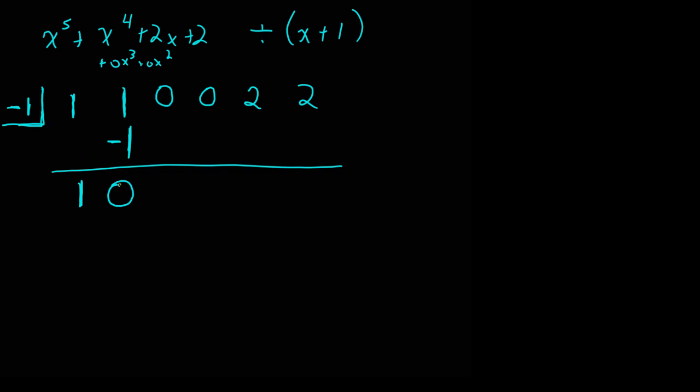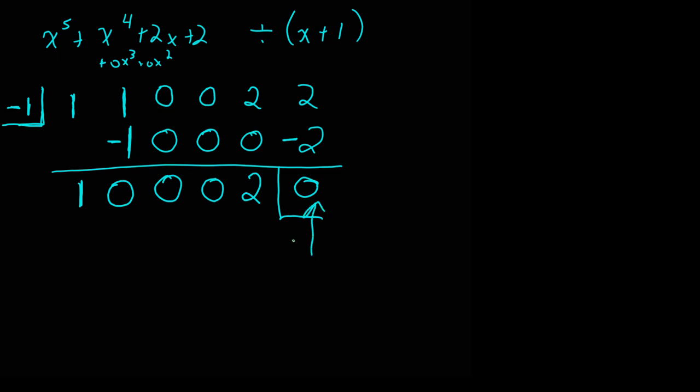and I continue my multiplications. And -1 times 0 is 0. I add this column. I get 0. -1 times 0 is 0. I add this column and I get 0 again. -1 times 0 is 0. I add this column and I get 2. -1 times 2 is -2. And I add this column and I get 0.